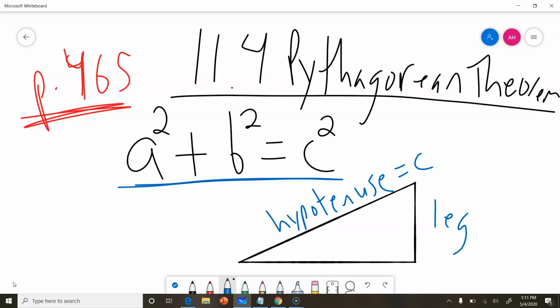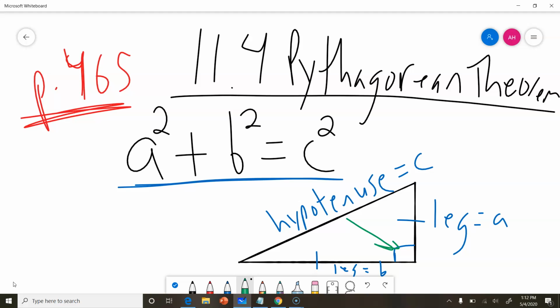Then this is a leg, and this is a leg. This is A, and this is B. It doesn't matter which one's A or B, as long as the shorter ones are the legs, the ones by the right angle. The hypotenuse, the way to remember this, is always across from the right angle. So we got A, B, and C.